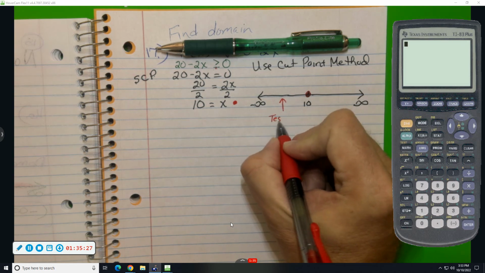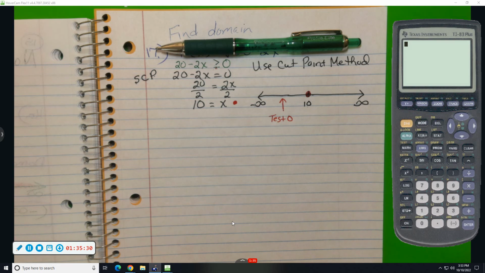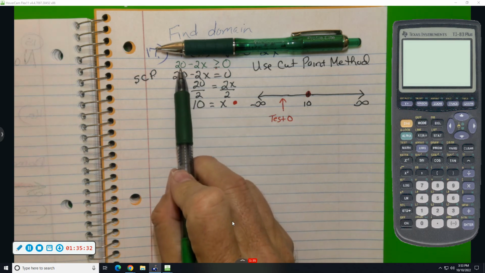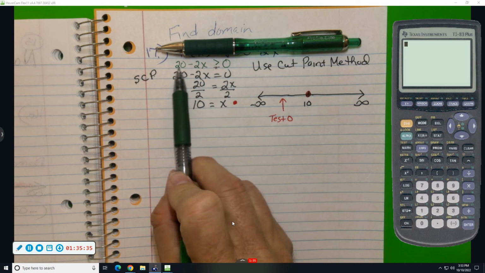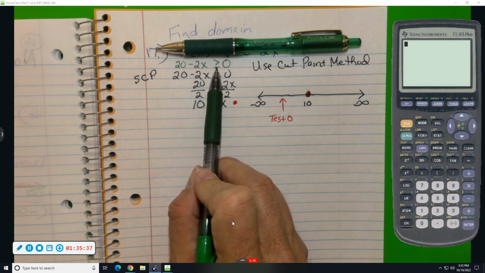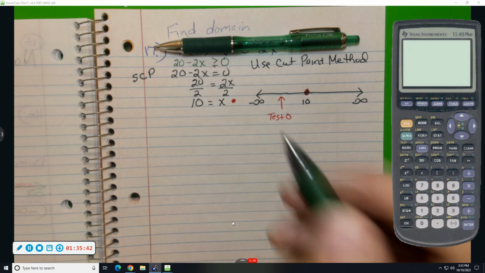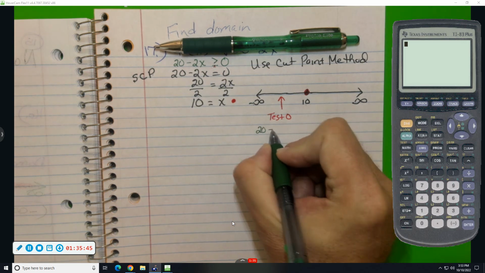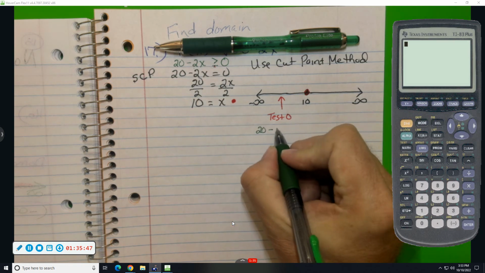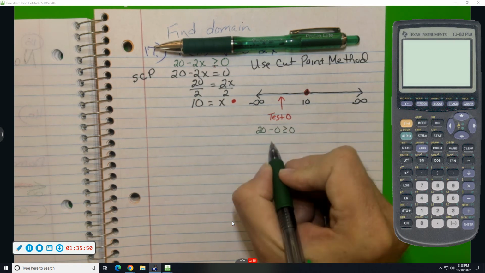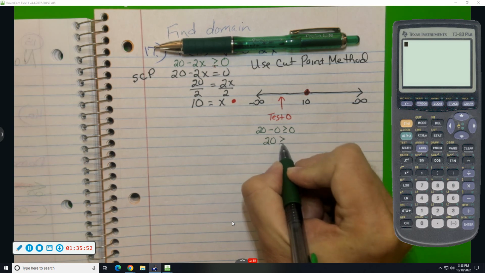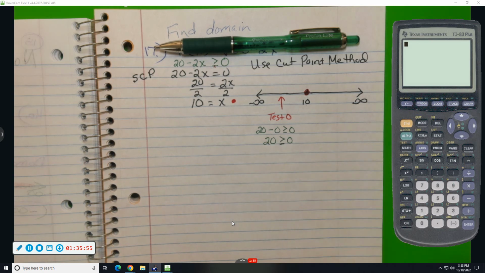So I'm testing 0. Again, when I'm testing it, I'm just plugging it into the statement: 20 minus 2x is greater than or equal to 0. If I put a 0 in for x, I'd have 20 minus 2 times 0, which would just be 0. Is this a true statement? 20 is greater than or equal to 0. It's sure not equal to it, but I think it's greater. So am I going to shade that first interval or cross it out?